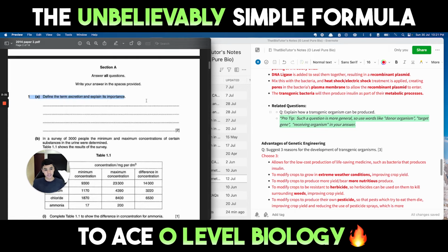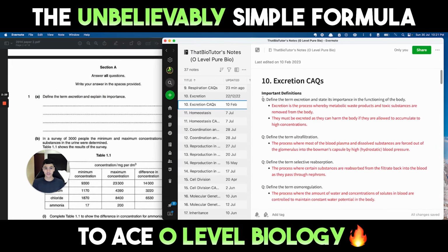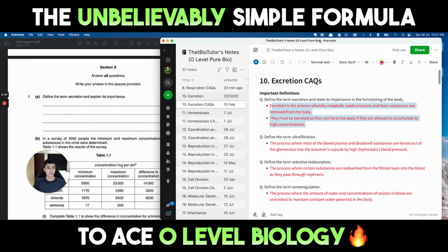Question 1. Okay, imagine this is your O-levels. You open the paper. Oh, okay. Wait, I learned this. Let me show you where you learned it from. Excretion CAQs, right? Oh, look at that. Would you look at that? It's the exact same question. I just copy-paste, like that. Boom, free marks.